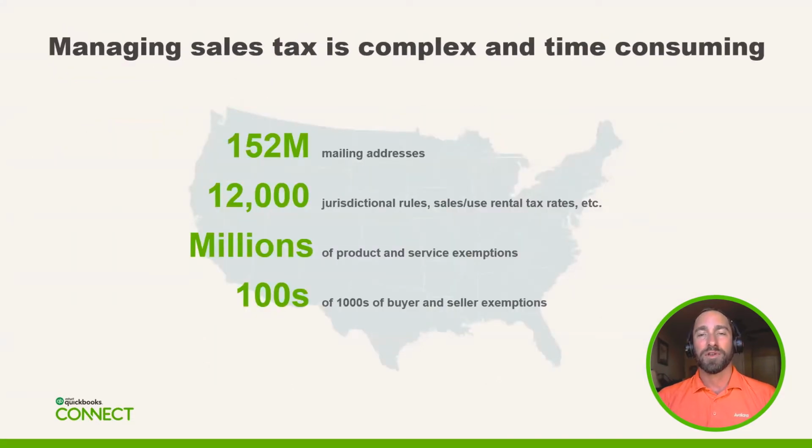Now, sales tax is very complicated, and we're going to get into the nitty gritty here shortly, but some of the things that are really important, there are 152 million mailing addresses across the US, over 12,000 taxing jurisdictions, millions of product and service exemptions, and then hundreds and thousands of buyer and seller exemptions. And this is really why sales tax is very complicated, and we're going to dive into that throughout the webinar today.